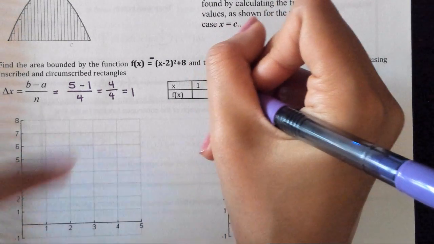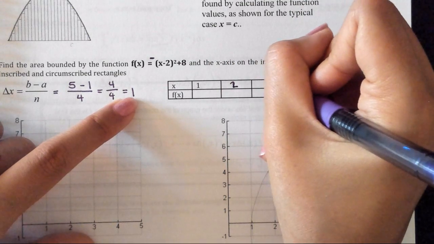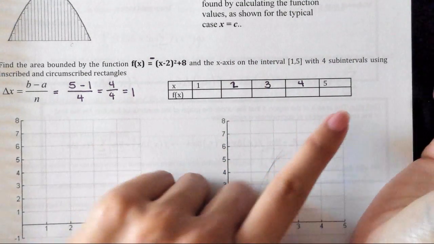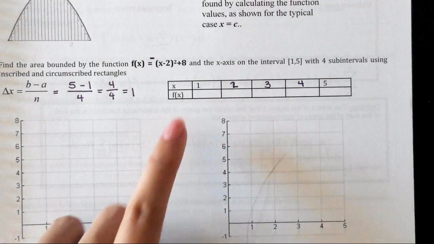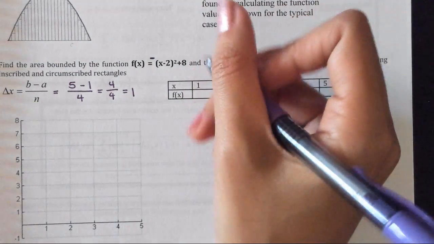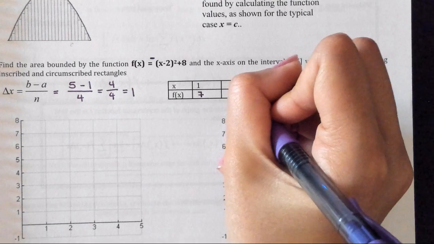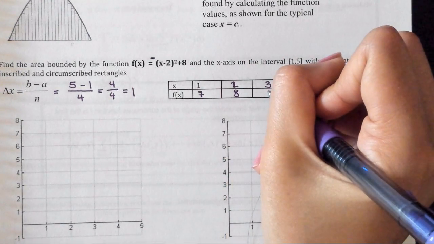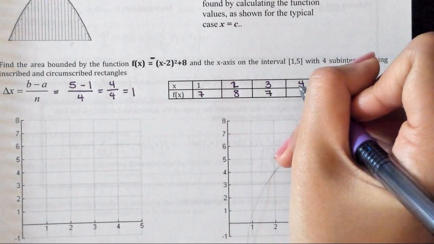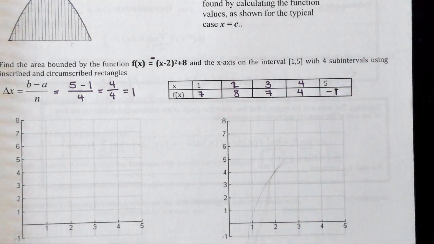So it goes 1, add an increment of 1, so 1 plus 1 is 2, 2 plus 1 is 3, and then 4, and then 5. You can figure these out pretty easily. Just plug 1 into the original problem, get 7. Plug 2 into the original problem and get 8. Plug 3 into the original problem and get 7. 4, 4. 5, negative 1.